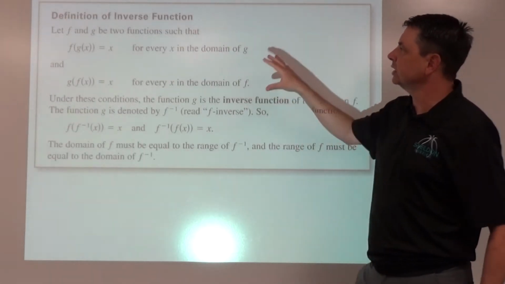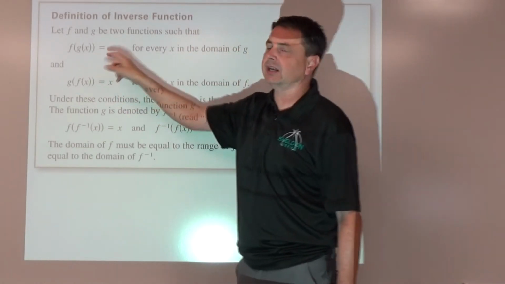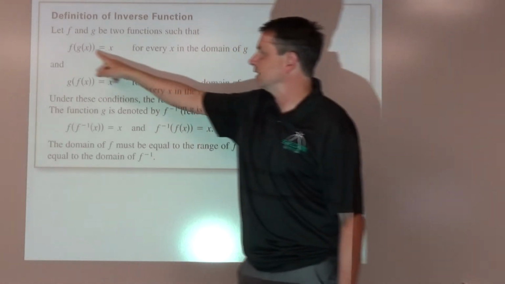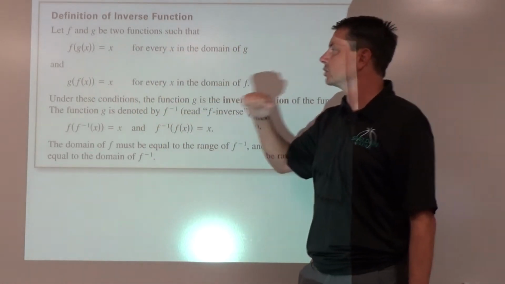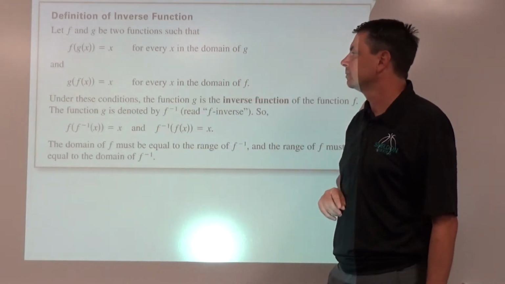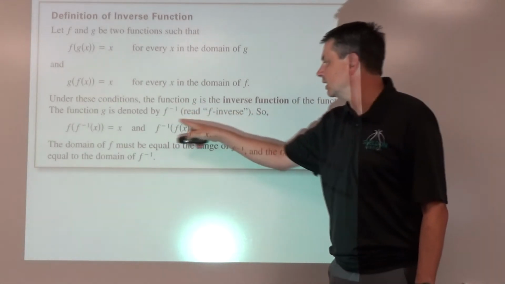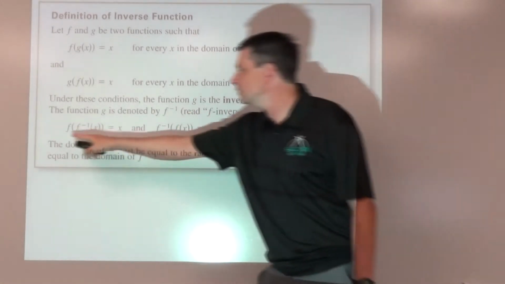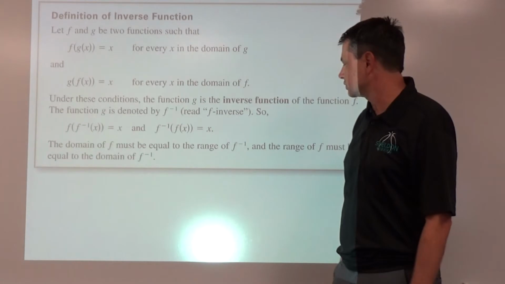So just the definition here: 2 functions are inverses if you compose them and you get a result of x for every single x in the domain of g. Remember, g being the inner function, something that we talked about last time. And conversely, if you reverse it, g of f of x has to be x for every x in the domain of f. Under these conditions, the function g is the inverse of f, and there again is how we read it. That notation we read as f inverse. So f of f inverse of x will always be x, and vice versa.